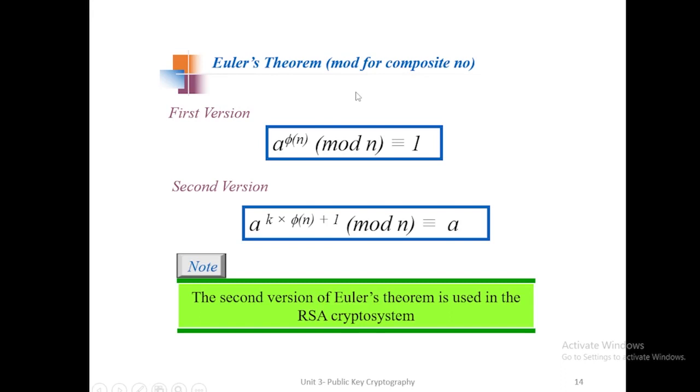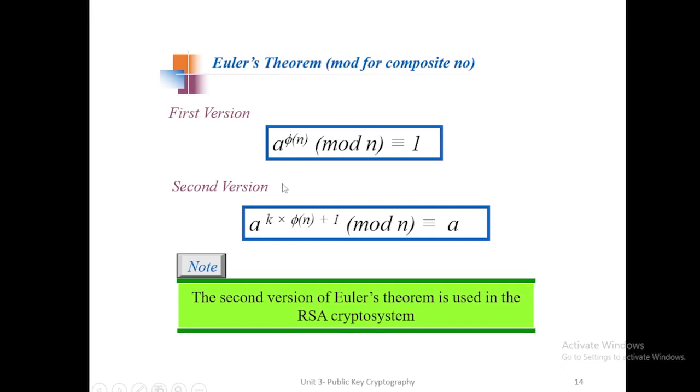The first rule is phi of 1 is equal to 1. Second rule, phi of p is equal to p minus 1, where p is a prime number. Third rule, phi of m into n can be rewritten as phi of m into phi of n, where m and n are relatively prime. Then fourth rule, phi of p power e is equal to p power e minus p power e minus 1, where p is a prime number. So by applying those 4 rules, we are able to calculate phi of n.